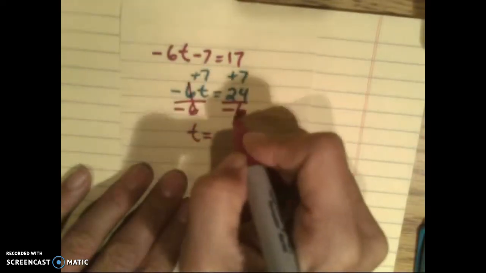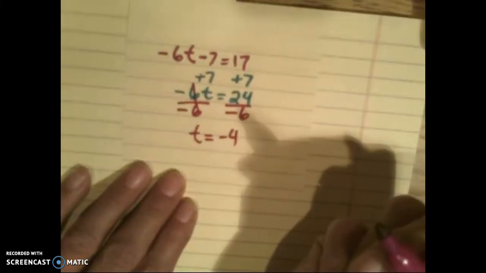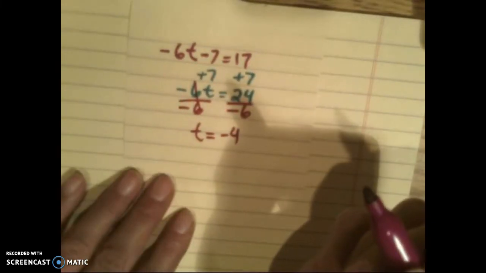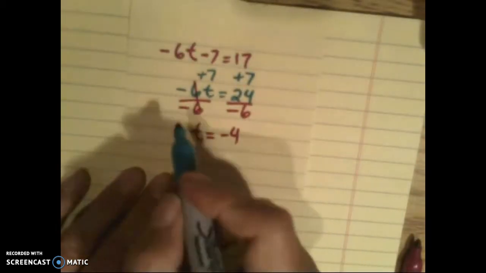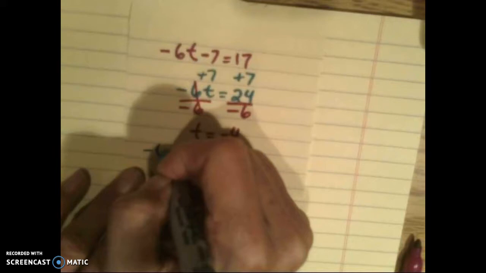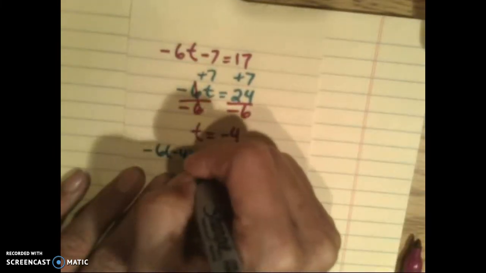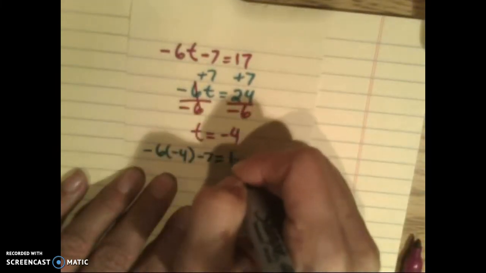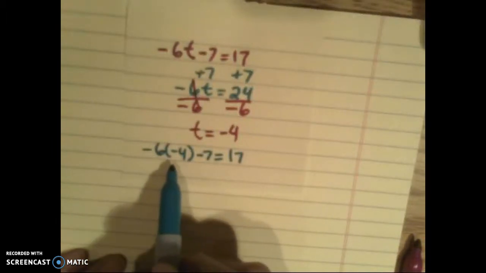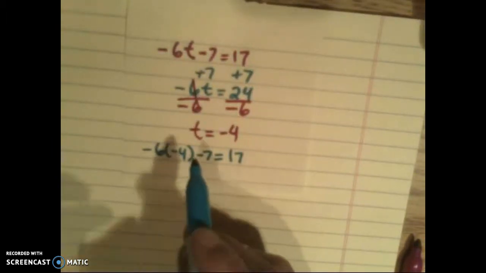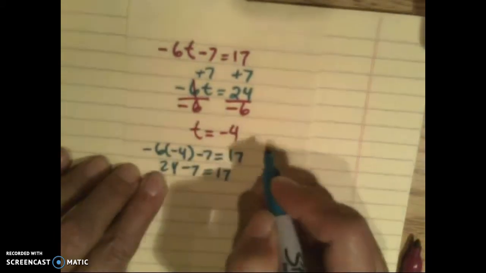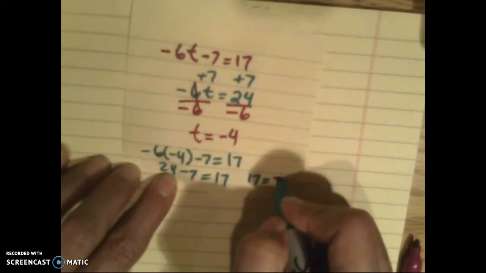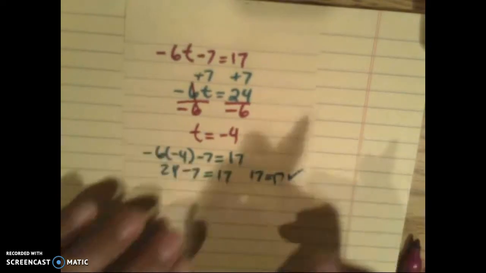t equals negative 4. If I want to plug it back in to check my solution, I will take t equals negative 4 and plug it in for t here. So negative 6 times negative 4 minus 7 equals 17. Negative 6 times negative 4 is 24. 24 minus 7 equals 17, so 17 equals 17. That checks.